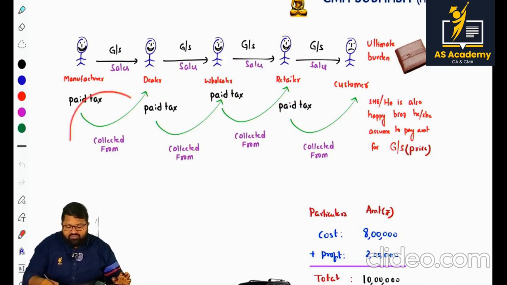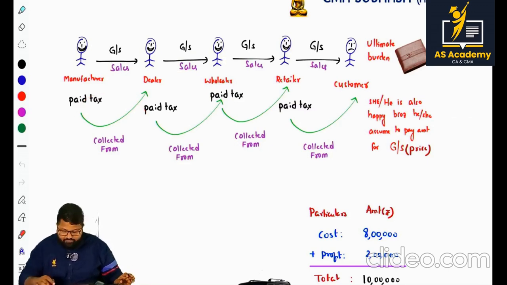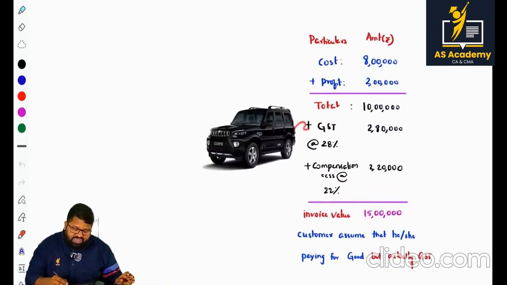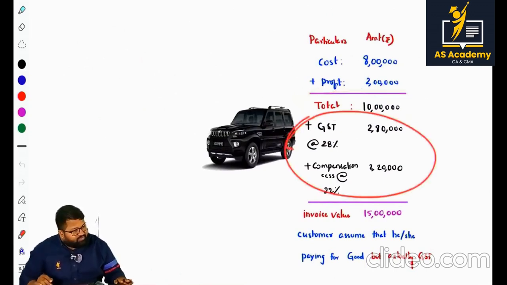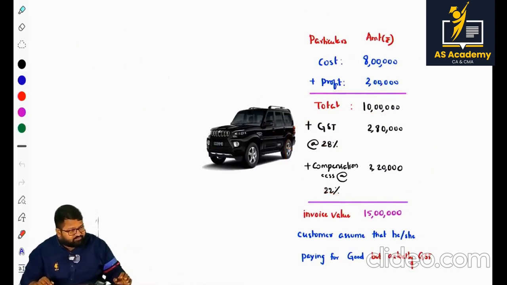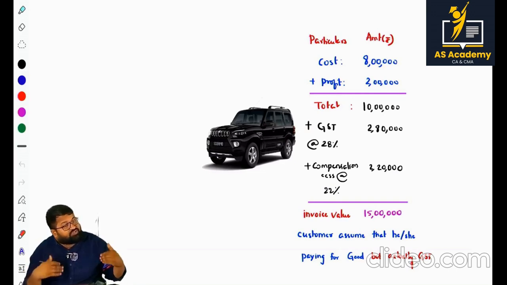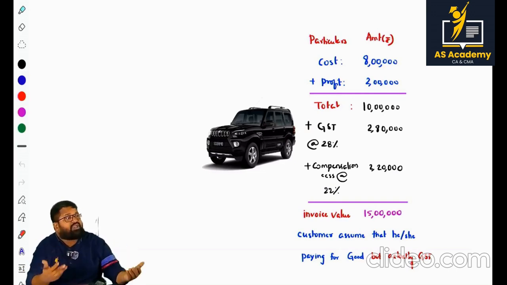Because the other people have some sort of adjustment, that is ITC, because of that they are safe. And one more thing: what is the value of the goods here? 10 lakhs. But what is the total tax amount? Total 5 lakhs, that is 50%. But for a consumer or a layman, what is he feeling? He is under the assumption that he is paying only the price, but he is also paying tax.